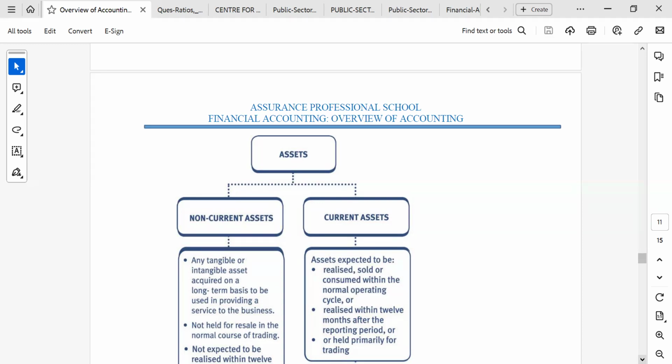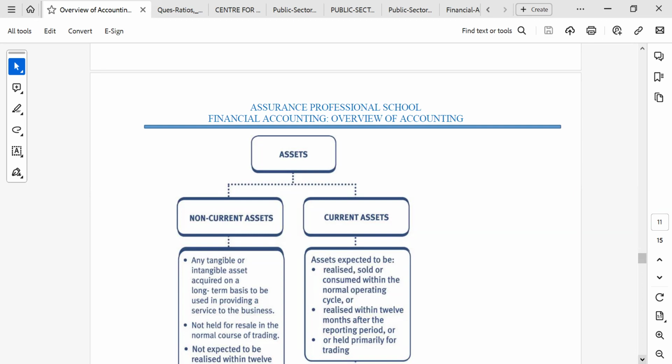Inventory. Cash. Trade receivables. We can also have prepayment, expenses prepaid, and also owings. So anything that can be converted into cash within a 12-month period, and is owned by the company, is what we call a current asset.